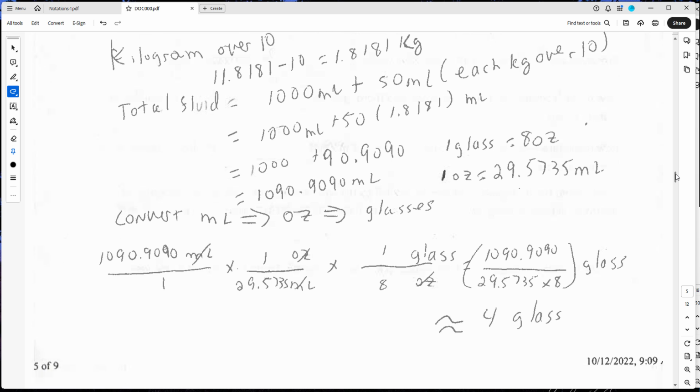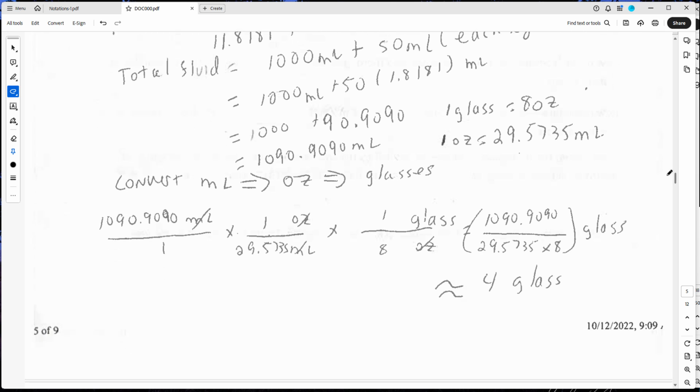And convert mils to ounces to glasses. So I have my mils. 1 ounce is 29.57 mils. Then I have to convert ounces into glasses. 1 glass is 8 ounces. And then we multiply. Mils cancel out. Ounces cancel out. Across the top, you're going to have 1,090 divided by 8 times 29.57. Comes to approximately 4 glasses. 4 glasses they should take.